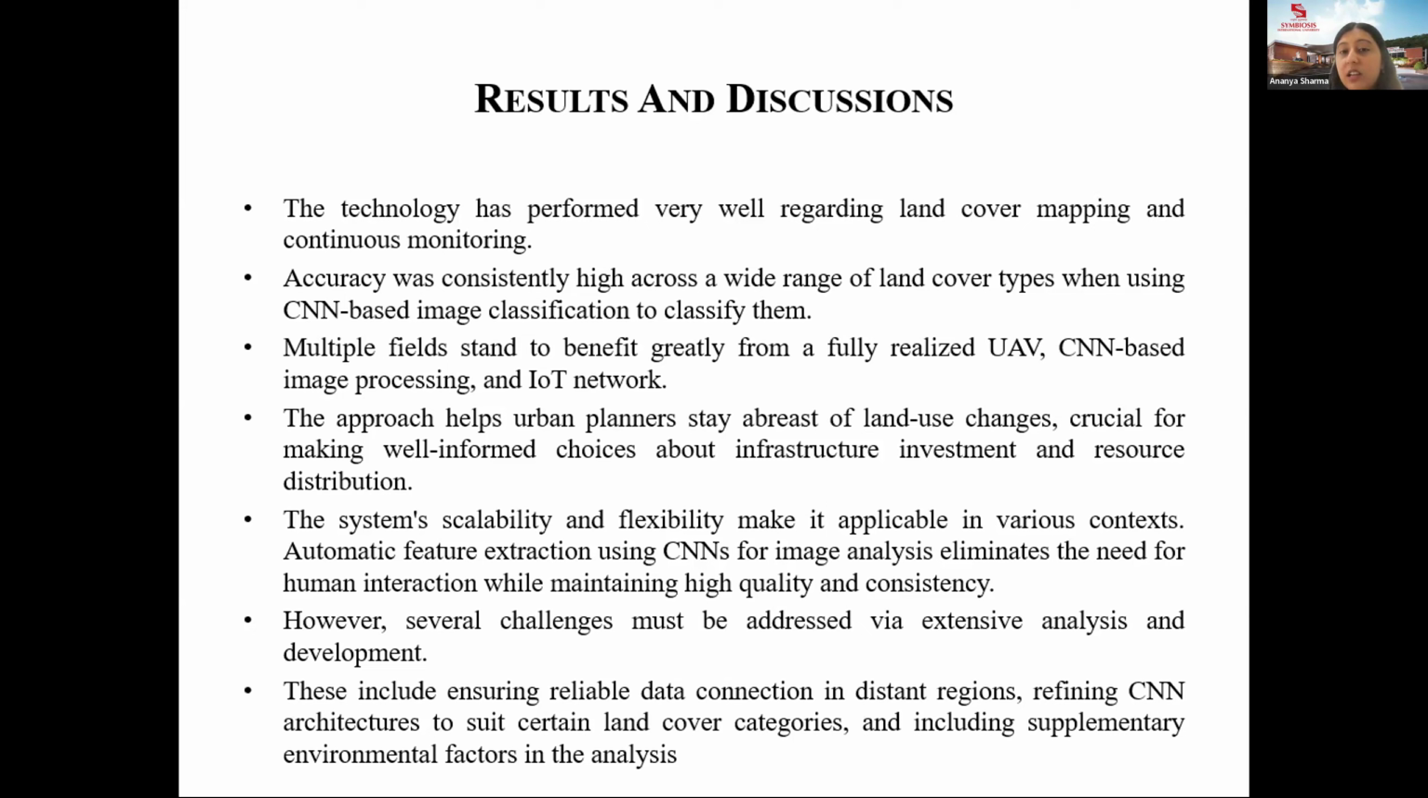Multiple fields stand to benefit greatly from fully realized UAV and CNN-based techniques. This approach is very much helpful to urban planners. Its scalability and flexibility also make it applicable to various contexts.